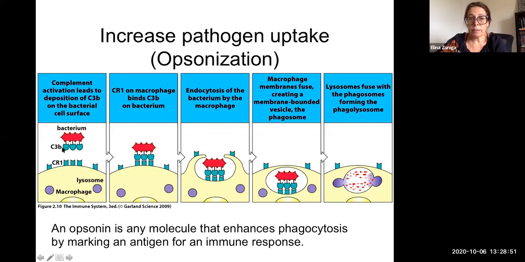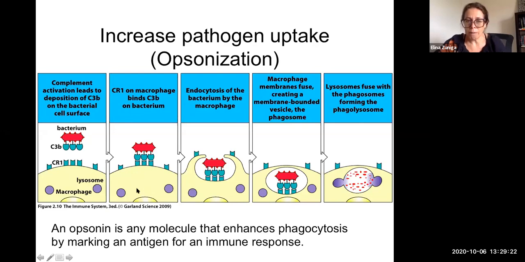So the C3b will mark these bacteria for enhancing their uptake by phagocytic cells, and so it's an opsonin that will be inducing this opsonization, that is the increase of pathogen uptake. So here you have a cartoon showing that the complement activation leads to the deposition of C3b on the bacterial cell surface.